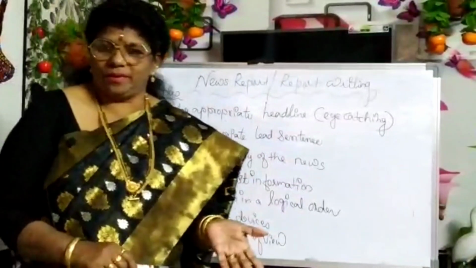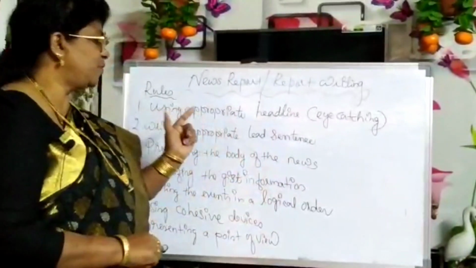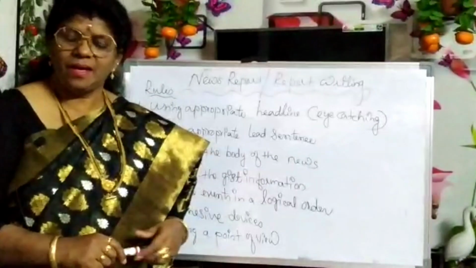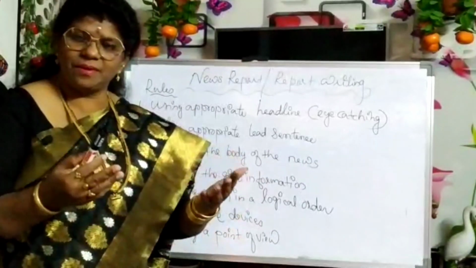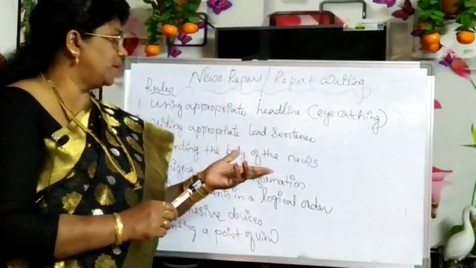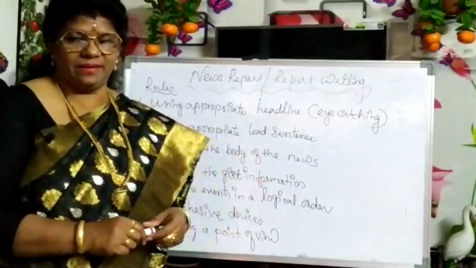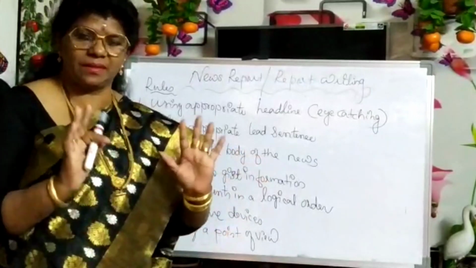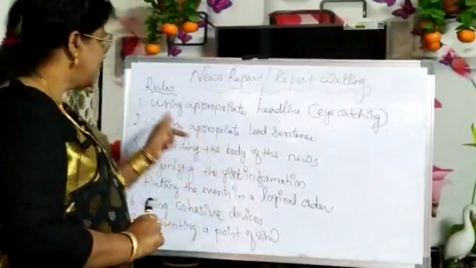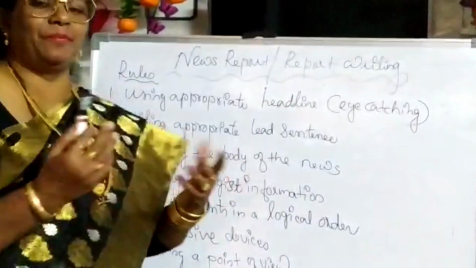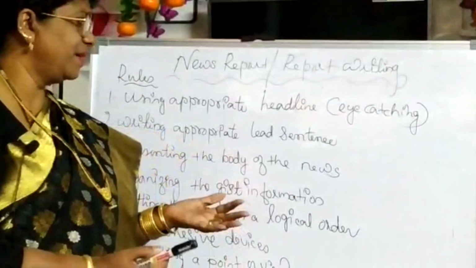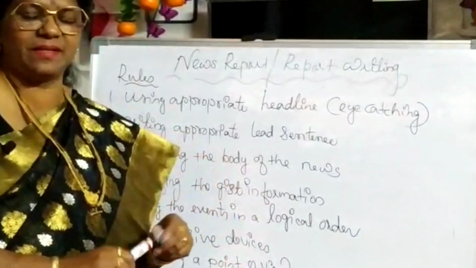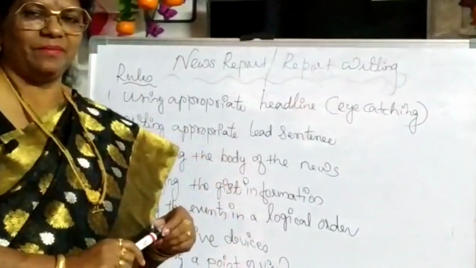While writing a report, we have to follow certain rules and regulations. Simply we can't write a news report or a common report like that. We have to follow certain rules. Let us go through. Number 1, using an appropriate headline. What is that? An eye-catching heading must be used. That's the most important one.